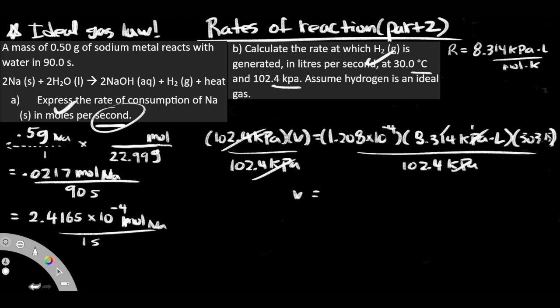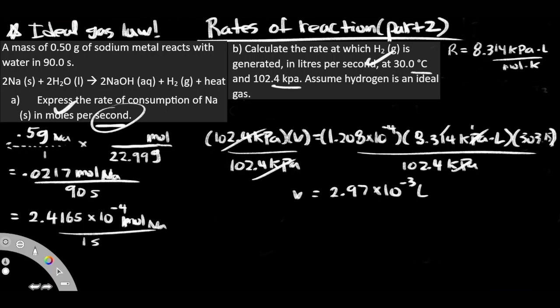So I'm going to get my volume. I'm just going to multiply them together. I end up getting a value of 2.97 times 10 to the negative 3. Okay, and this is all going to be in liters. What is the question asking for? Calculate the rate at which H2 is generated in liters per second. Well, this is all in liters.